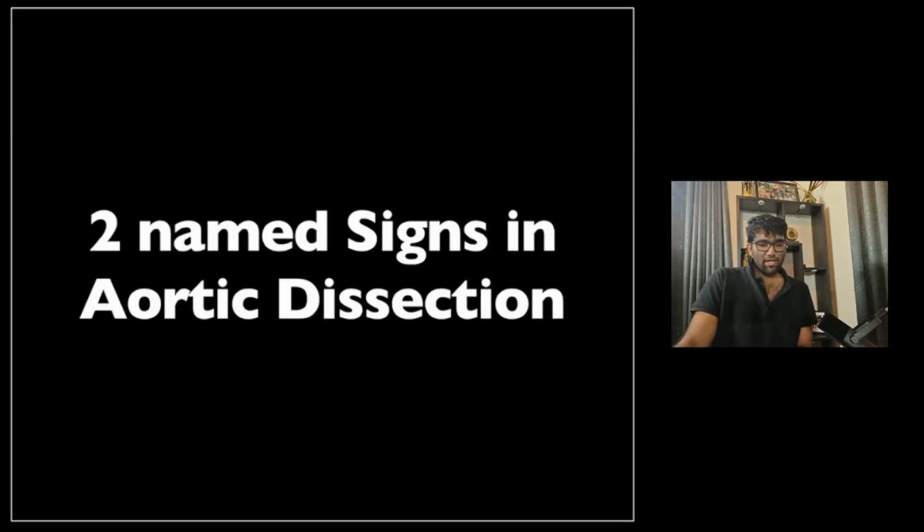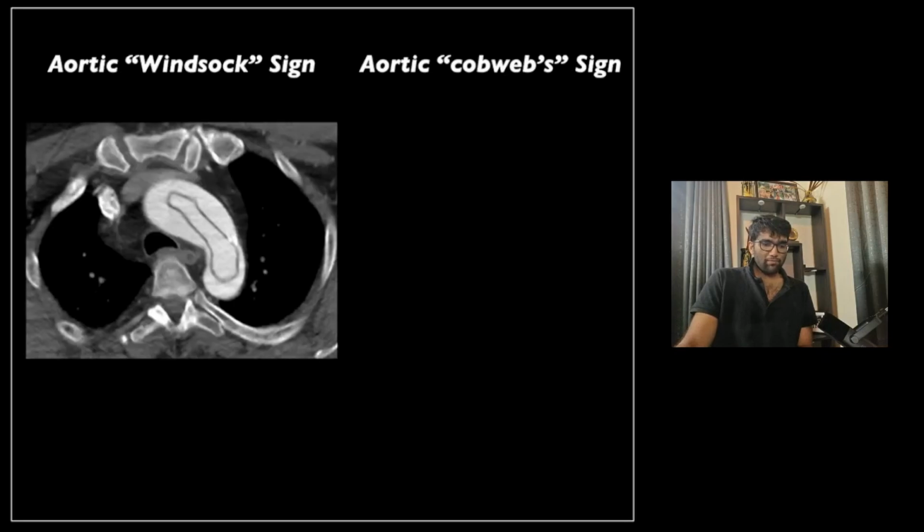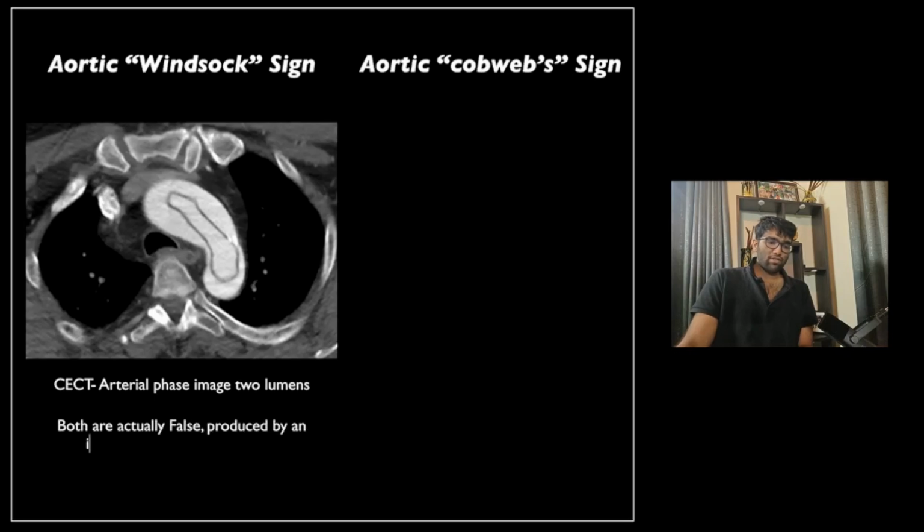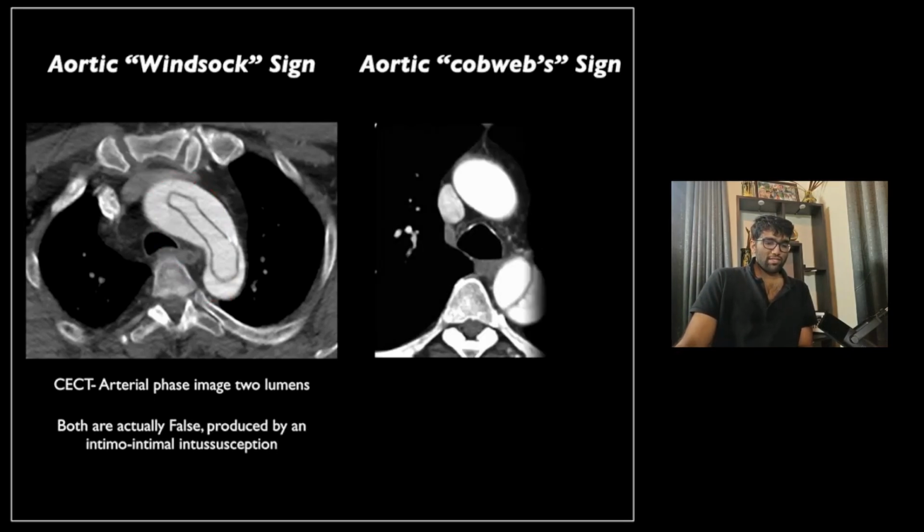Finally, there are two named signs in aortic dissection: the aortic Windsock sign, which is basically an intimo-intimal intussusception. There are two lumens, both of which are actually false lumens. So in this, both of the lumens that I have shown are actually false lumens, and one false lumen is extending into another. So that represents an intimo-intimal intussusception.